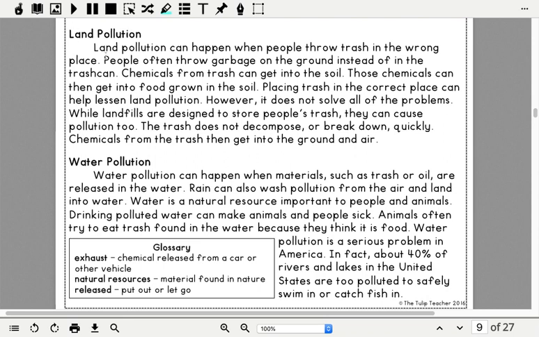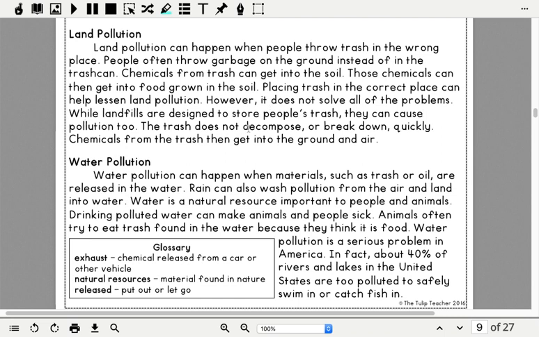Land pollution. Land pollution can happen when people throw trash in the wrong place. People often throw garbage on the ground instead of in the trash can. Chemicals from trash can get into the soil. Those chemicals can then get into food grown in the soil. Placing trash in the correct place can help lessen land pollution. However, it does not solve all of the problems.